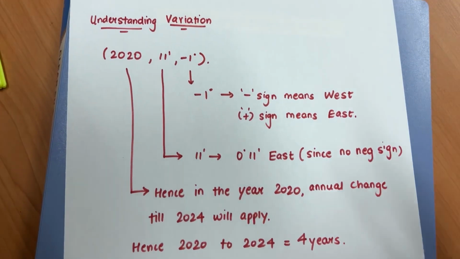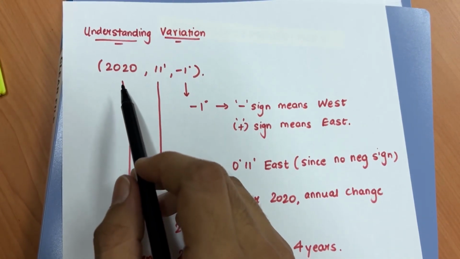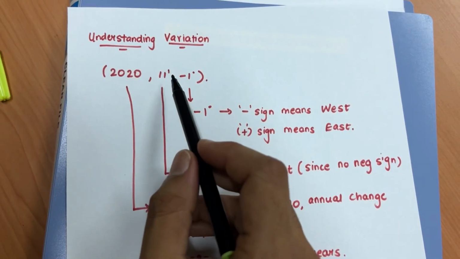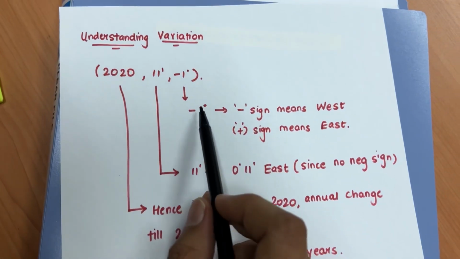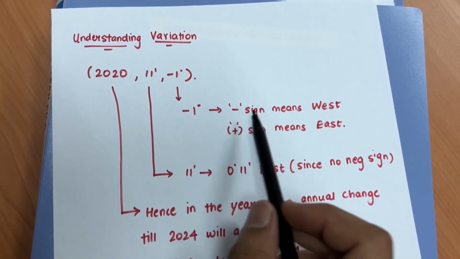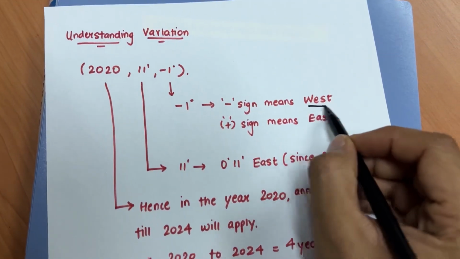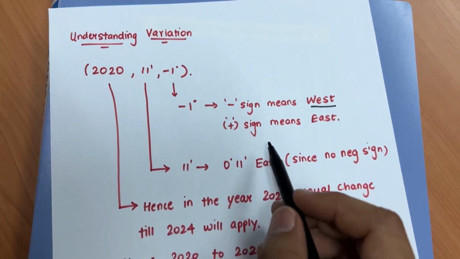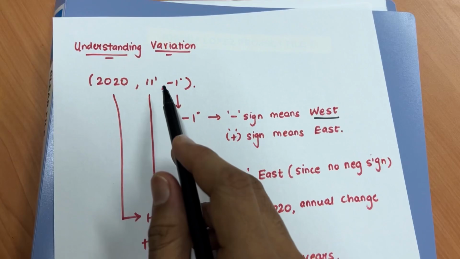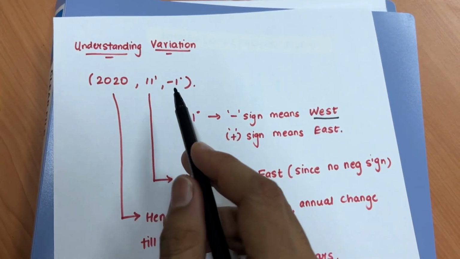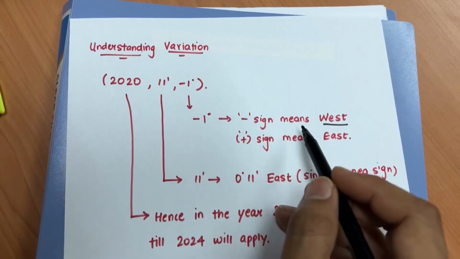Let us understand variation. So in the charted variation we see 2020, 11 minutes and -1 degree. So this -1 degree means the negative sign indicates that this is west. If this was the positive sign, then we could say that this means 1 degree east. But since the charted variation is -1 degrees west, we're going to keep this in mind.